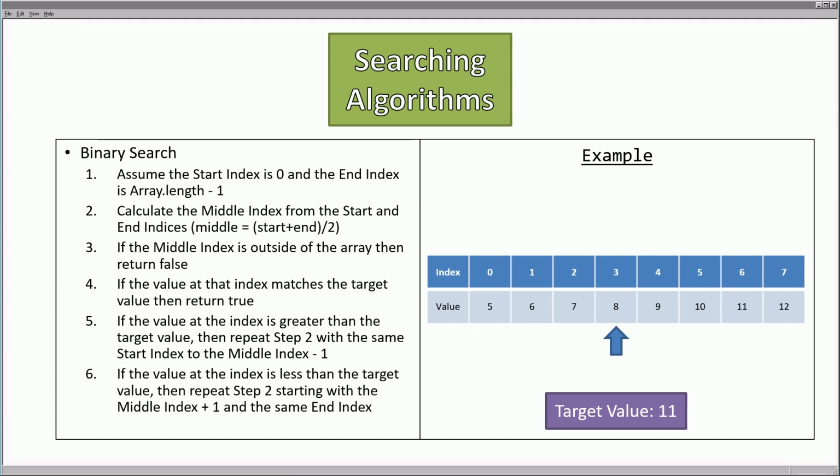Now we compare the value. 11 is greater than 8. The thing is, we understand that this is a sorted array. As we've already checked this value, and we know that everything to the left of this value has to be less than it, we don't need to check these other values. All we need to do is check the values up here.